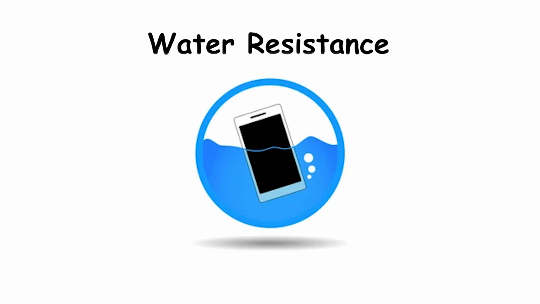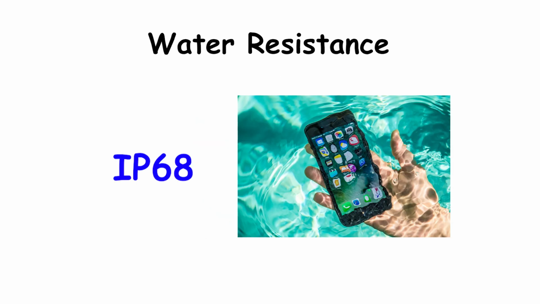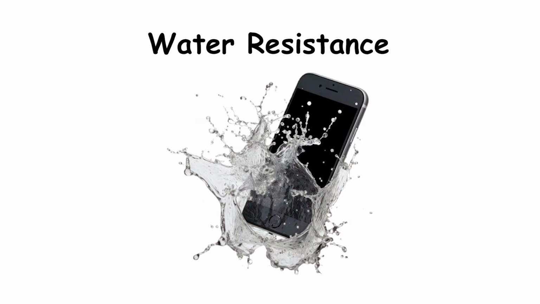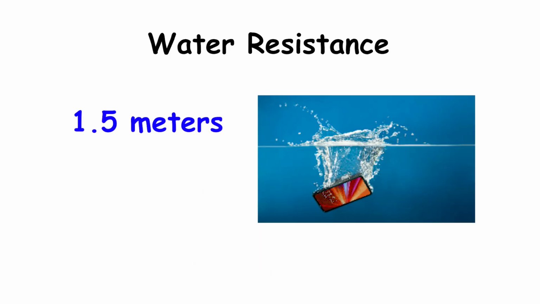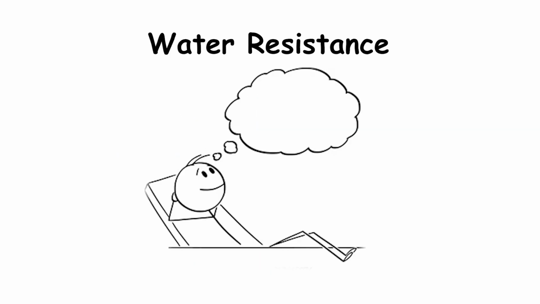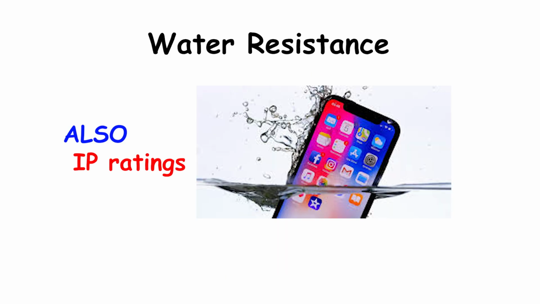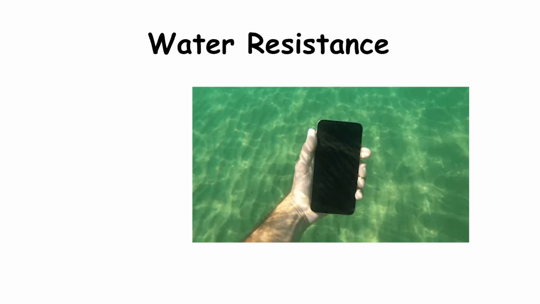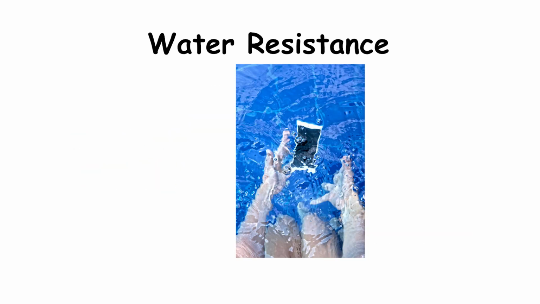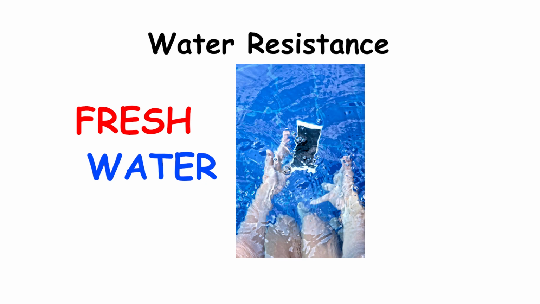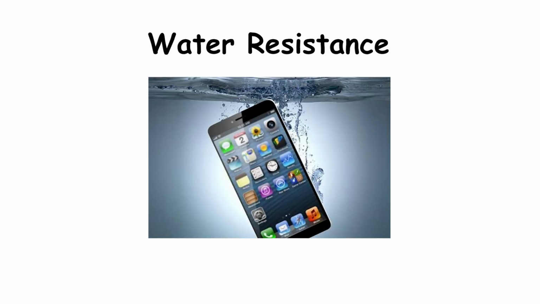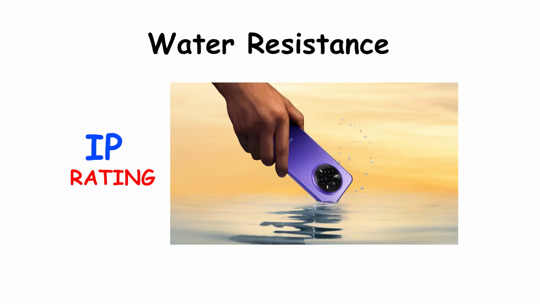Water resistance. Water resistance on phones is measured by an IP rating. IP68 means the phone is completely dustproof and can survive being submerged in water up to 1.5 meters for 30 minutes. But here's the thing, water resistance isn't the same as waterproof. The seals can degrade over time, especially if you drop your phone. Also, IP ratings only apply to fresh water, not salt water or chlorine. So if you drop your phone in the ocean or pool, you should rinse it with fresh water afterward. And by the way, water damage usually isn't covered by warranty, even if your phone has an IP rating.